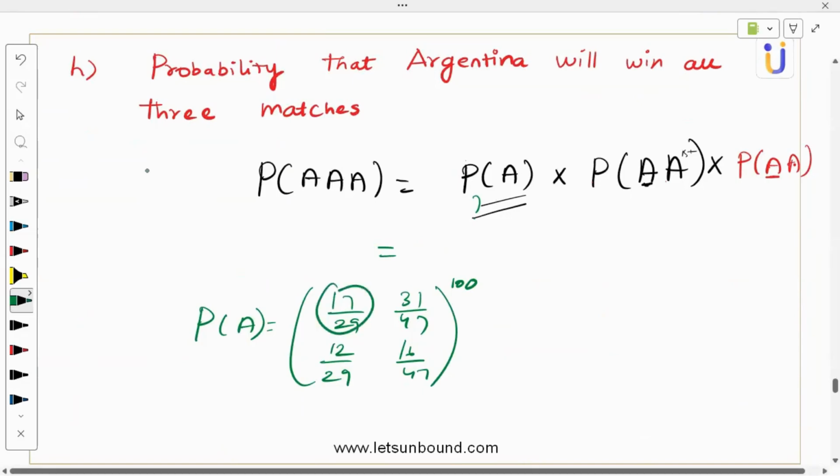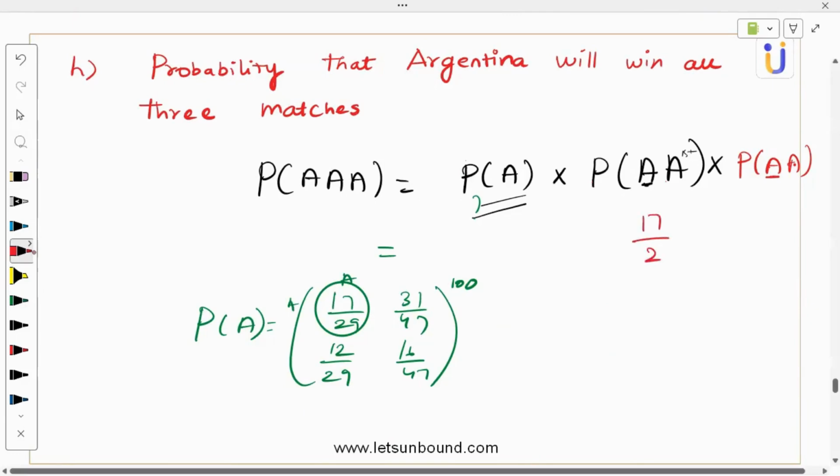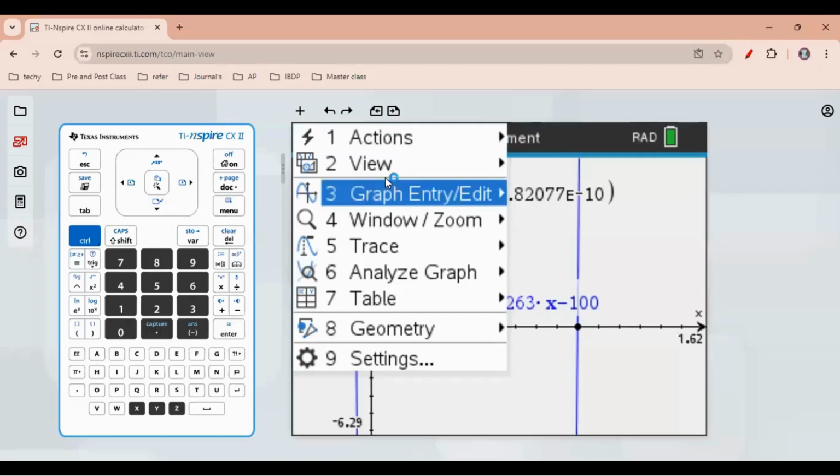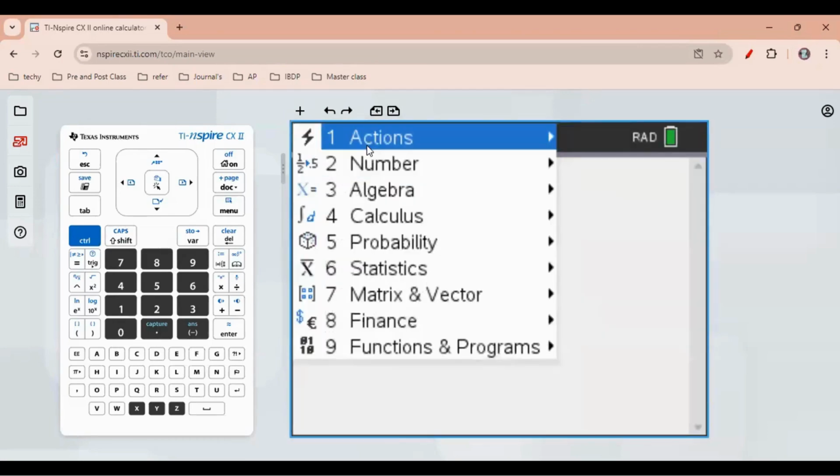This is P of A, correct? This is A and A, and it is going to be 17 by 29 again. So P of A, we need to find by using this, correct? And we are moving into the GDC now. Quite simple. Take a calculator.